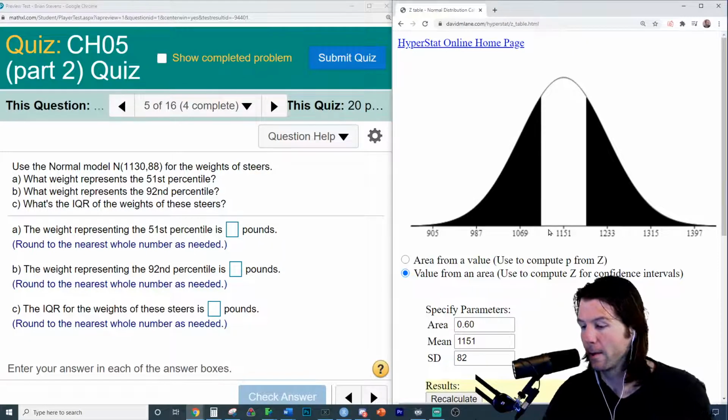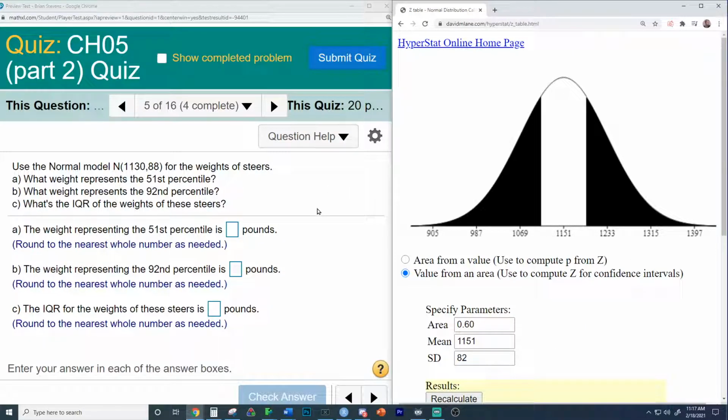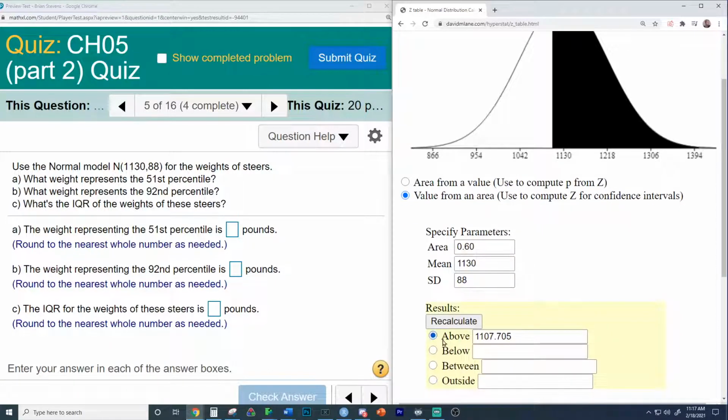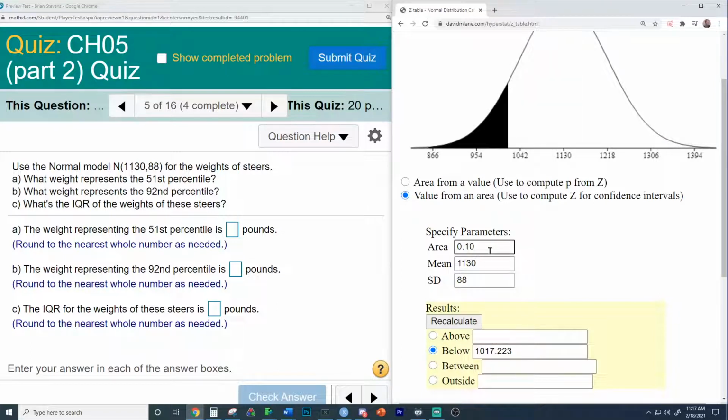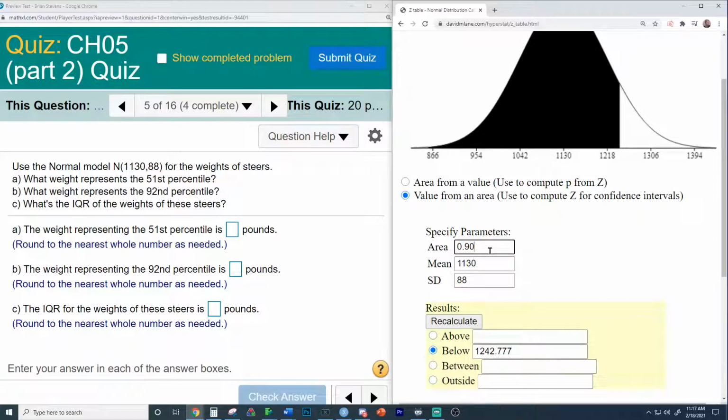That's what they say. So when we work this problem, we need to put in our numbers. Our numbers are going to be 1130 and 88. The curve shifts to a mean of 1130 and a standard deviation of 88, which means we're going up and down 88. We want the 51st percentile now. As percentiles go, the best way to do them is to go below that amount, because you can see here's the 10th percentile, the 20th, the 90th. Percentiles are below a certain amount.